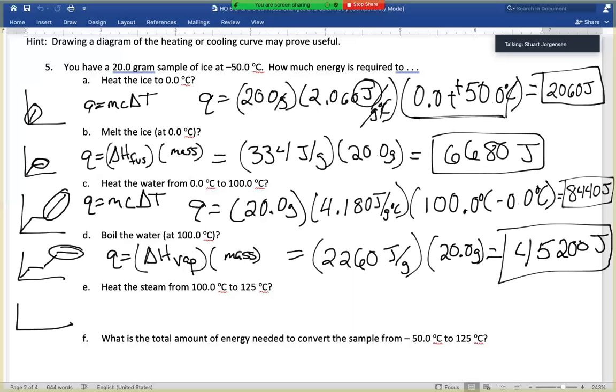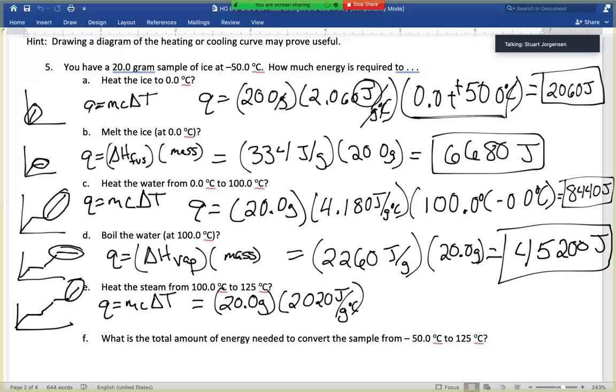So if we're thinking about a graph, we are at that very last tail end of our phase diagram. Heat up the steam, we got a change in temperature. So Q will equal MC delta T. Just keep in mind that C is going to change depending on how those particles absorb that heat energy. Mass is still 20.0 grams, still the same mass of particles. C for steam, 2.020 joules per gram degree Celsius.